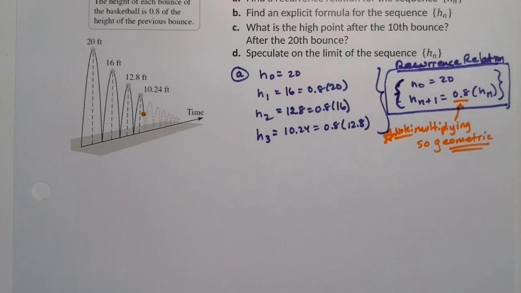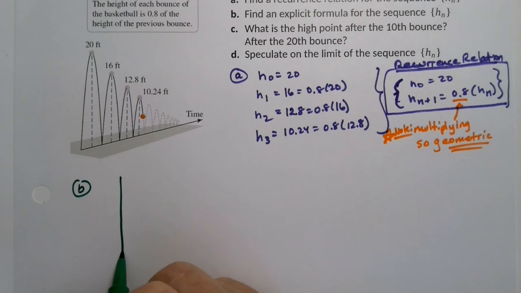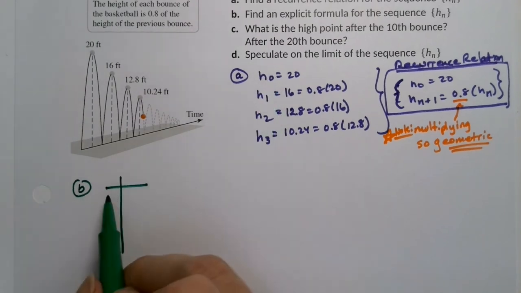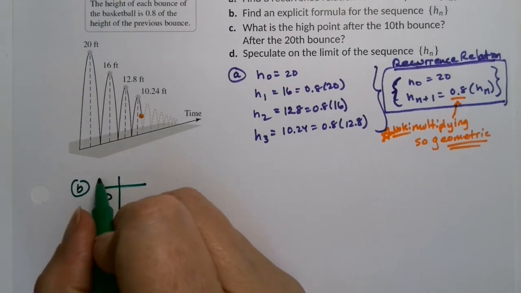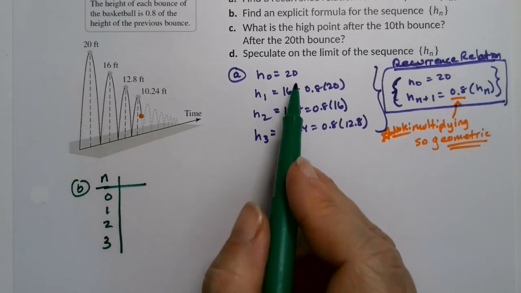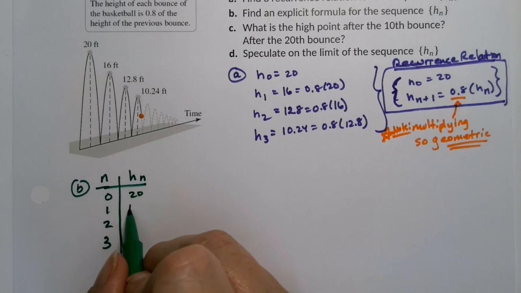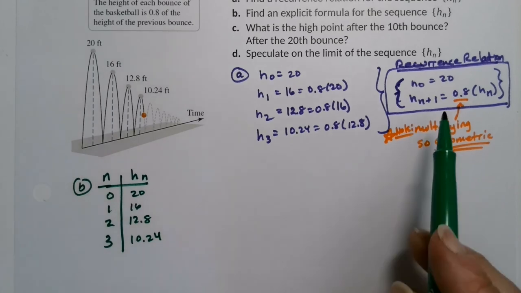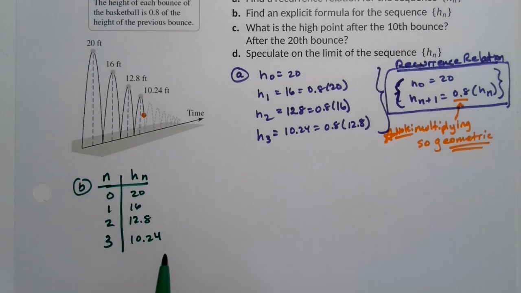All right, so next, part B. They want us to generate an explicit relationship. An explicit relationship doesn't look at this so much. It looks at the indices. So you can see it's going 0, 1, 2, 3. I need a relationship from n to that value, so h sub n to 16, to 12.8, and to 10.24. I need something that would let me multiply. And I know that the 0.8 is involved because my recurrence relation means it's geometric.